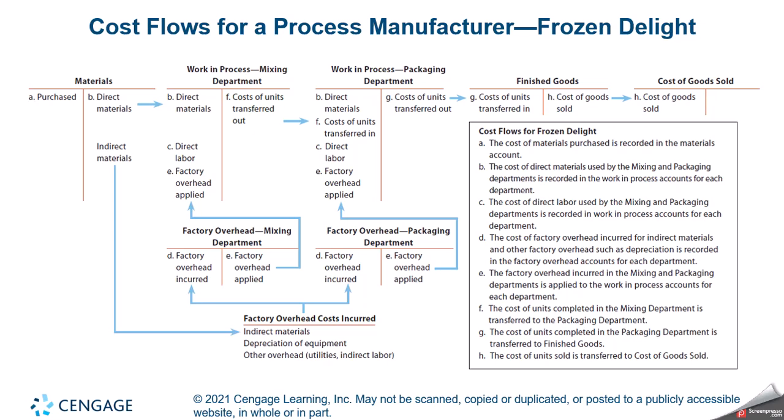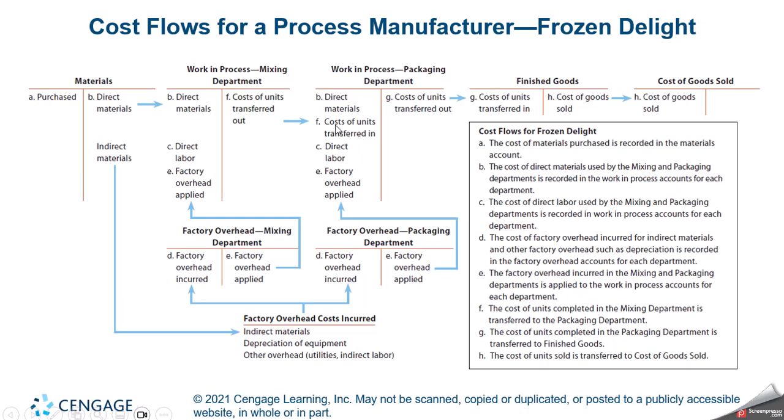Again, it's showing you the same T accounts, but the flow is a little bit different. Now we're going to go from materials into our work in process mixing department. Direct materials go in there, direct labor goes in there, and factory overhead is applied to the mixing department. Then after they're done being mixed, they transfer over into the packaging department. There'll be a cost of units transferred, but notice, like in this ice cream example, there'll be more direct materials because now we need the cartons that the ice cream goes into. So there'll be additional direct materials added.